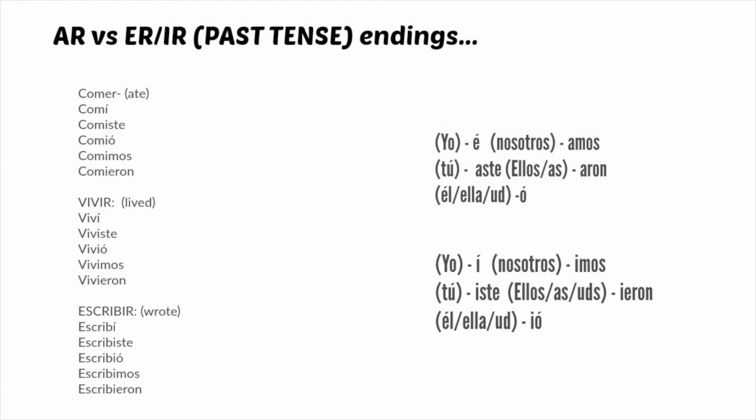And here you have the ER and IR past tense because they share the same ending. So comer, which is to eat, I put in parentheses ate because it's past tense. Comí, I ate. Comiste, you ate. Comió, he or she ate. Comimos, we ate. Comieron, they ate. Vivir, to live, it's past tense, so it's in parentheses for lived. Viví, I lived. Viviste, you lived. Vivió, he or she lived. Vivimos, we lived. Vivieron, they lived.